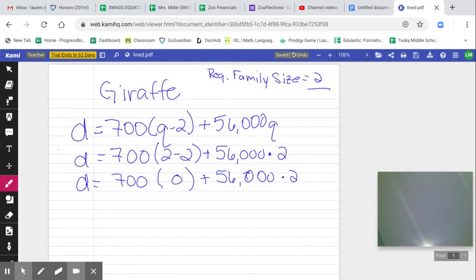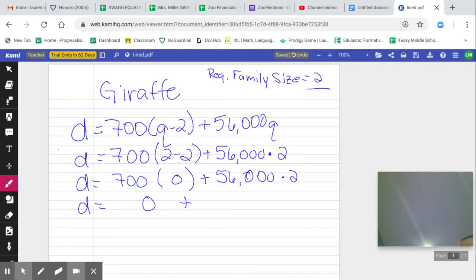Okay, now I have a number right beside parentheses. What does that mean? It means multiplication. So I have 2 multiplication problems and some addition. So I need to do my multiplication next in my order of operations. So what's 700 times 0? Anything times 0 is 0.